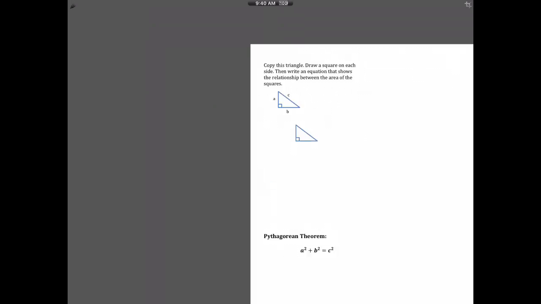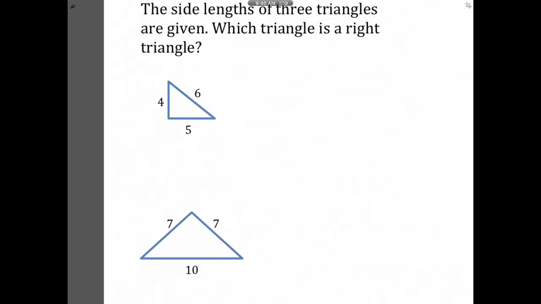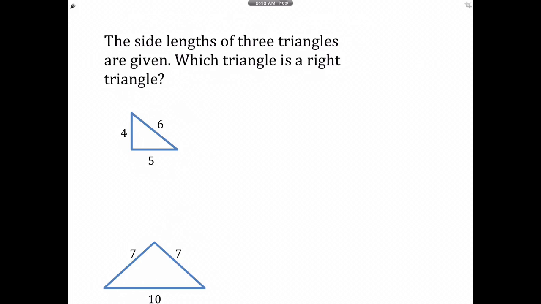Okay. We are not going to worry about that one. We know the Pythagorean theorem. Let's do a couple more. Okay, the side lengths of 3 triangles are given. Which triangle is a right triangle?